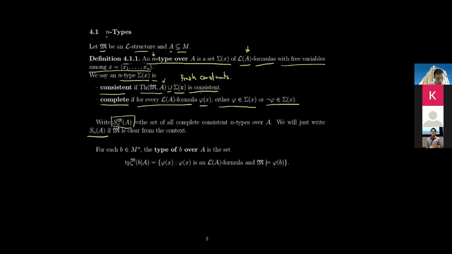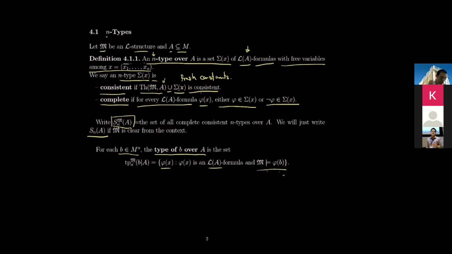Okay, so can we have an example of a complete consistent n-type? The easiest way to see an example of a complete consistent n-type is, let's say you have a structure M and you have an object b that is an n-tuple in M. We can look at what we call the type of b over A, which is the set of all L_A formulas phi(x) such that M satisfies phi(b).